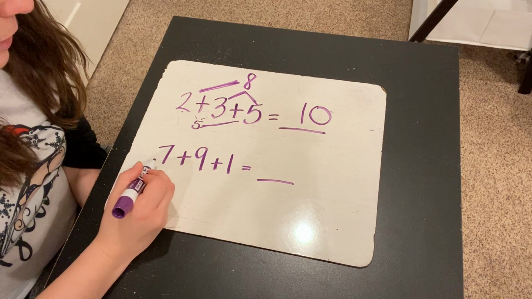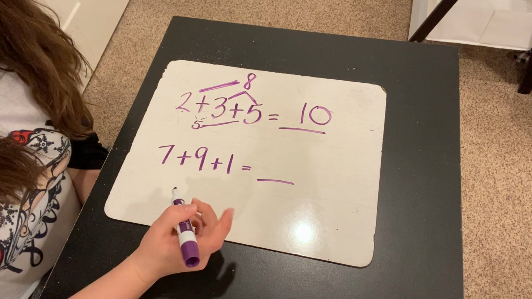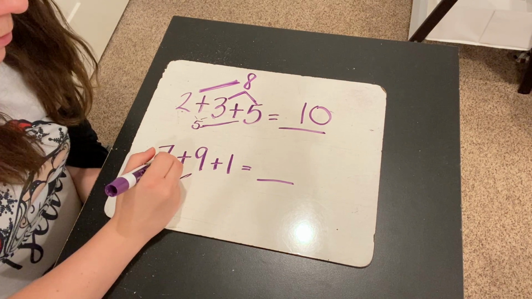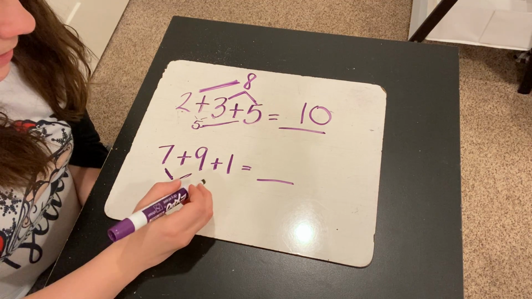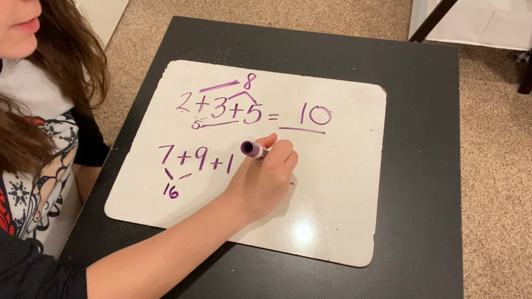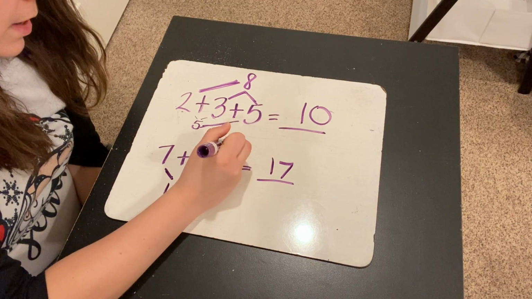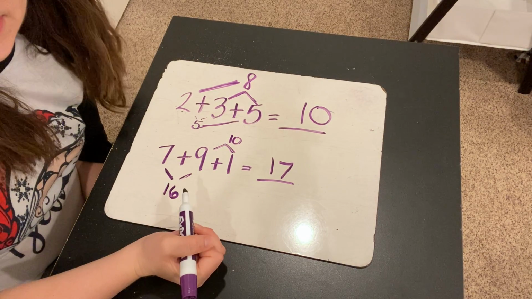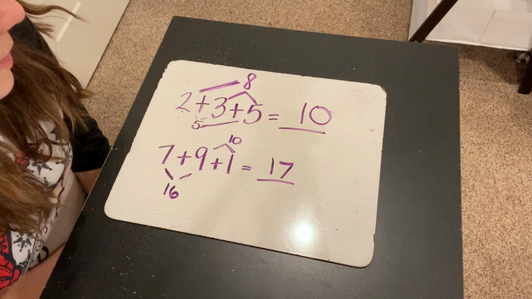Let's look at our next number sentence. 7 plus 9 plus 1 equals... I saw 2 different ways that I could have solved this. The first one here, I could have said, 7 and 9, there's only one number in between them, and that is 8. 8 plus 8 is 16. 16 plus 1 is 17. Or you may have said 9 plus 1 is 10. 10 plus 7 is 17. So either way that you solved that, you should have gotten 17.